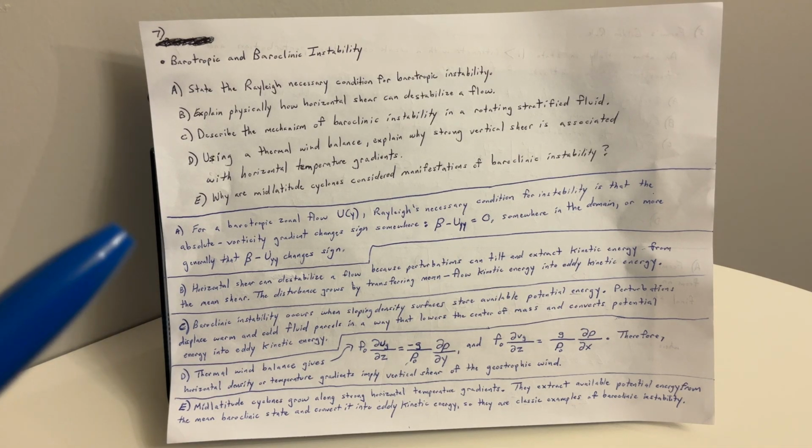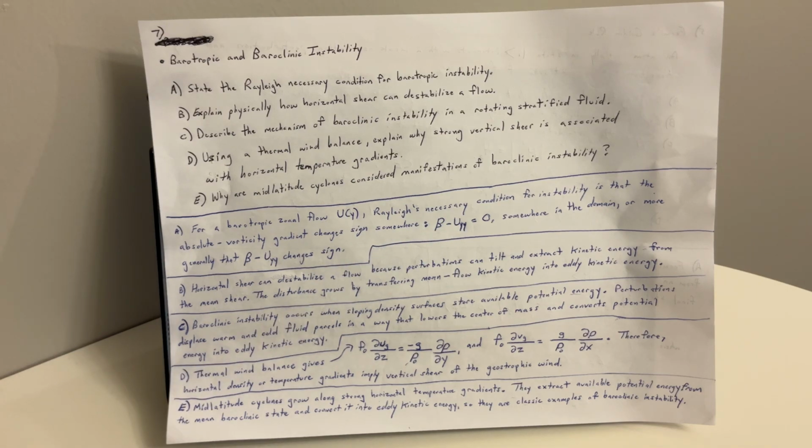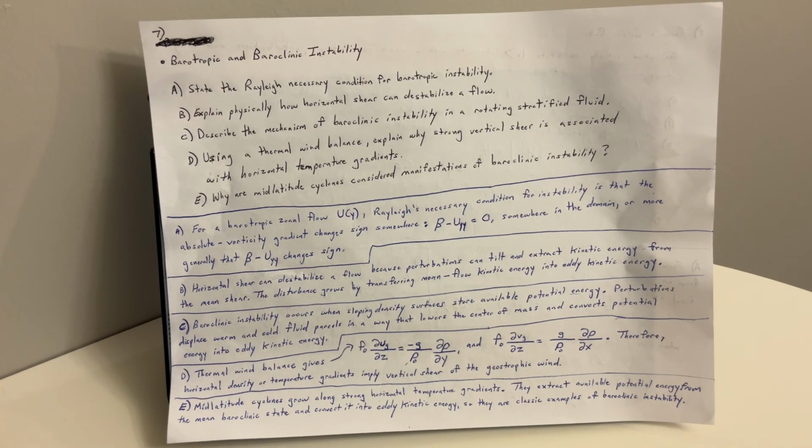So right here, a barotropic zonal flow, U of Y. Rayleigh's necessary condition for instability is that the absolute vorticity gradient changes sign somewhere, where beta minus U sub YY equals 0 somewhere in the domain, or more generally, that beta minus U sub YY changes sign.